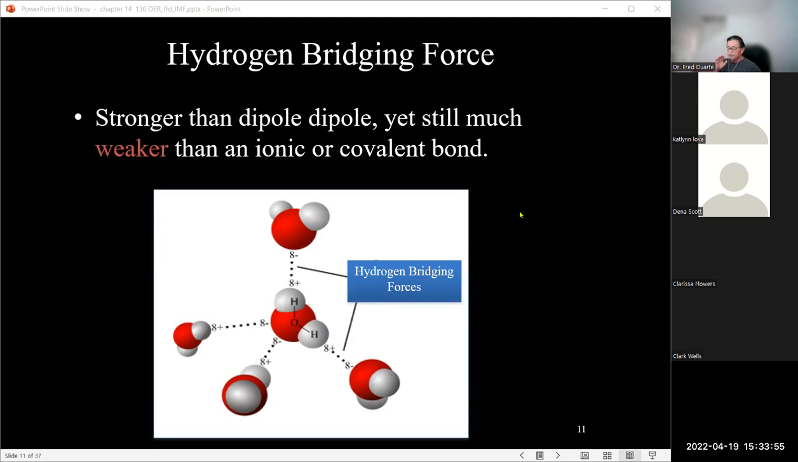The hydrogen bridging is stronger than dipole-dipole. Yeah, all these forces are still weaker than either the ionic or the covalent bond, okay? Strong as they are, we're not talking about the length and the strength of an actual bond, be it covalent, be it ionic.